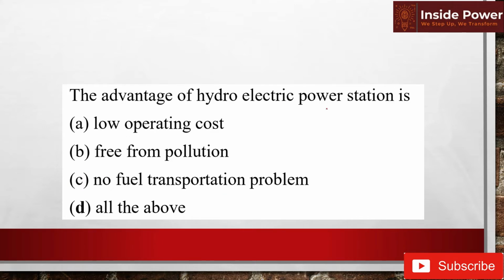The advantages of a hydroelectric power station are low operating cost, yes, it's low operating cost. Free from pollution, yes, it's free from pollution. No fuel transportation problem, yes, this is also a correct option. So we can say all of the options are correct for this.